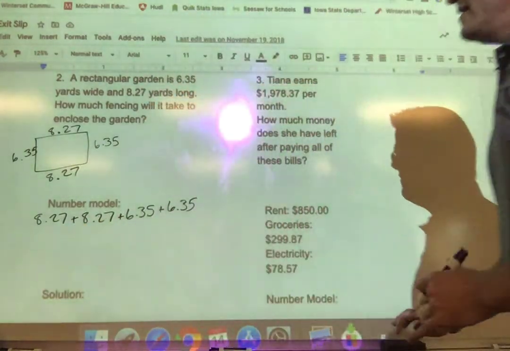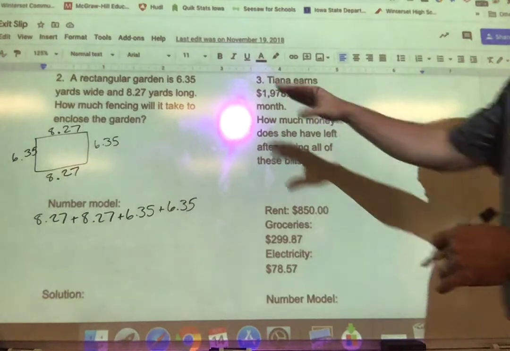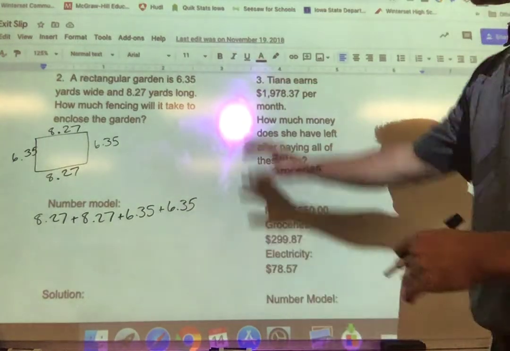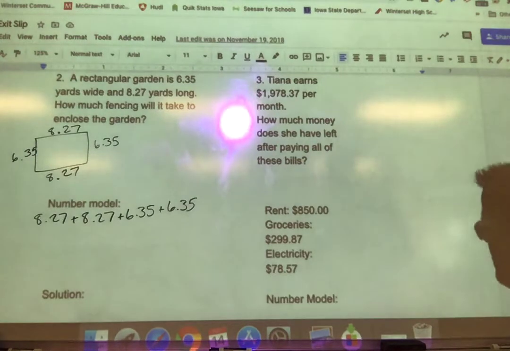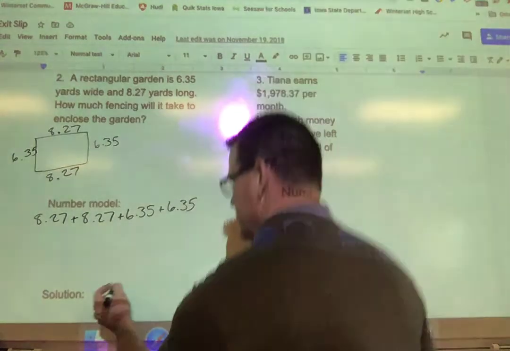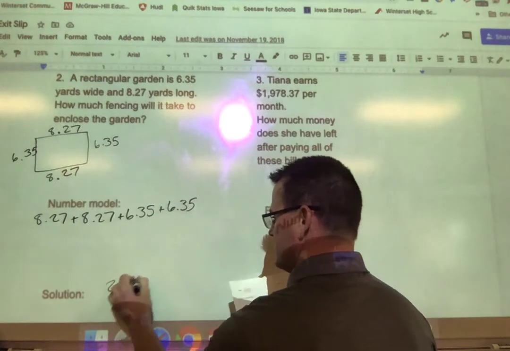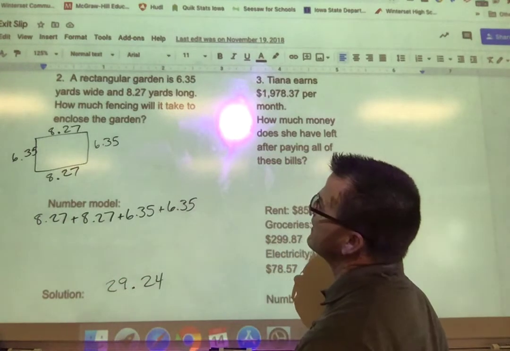Okay, and this time, I'm not going to go through and show the whole process. We did that on the first 2 problems that we talked about. But when we add all these up, I'll just make sure we have the right answer in here, and you guys can be adding them up, trying to get this and helping each other if we need to. But when you get done, guys, you'll get 29.24. And how much fencing will it take?